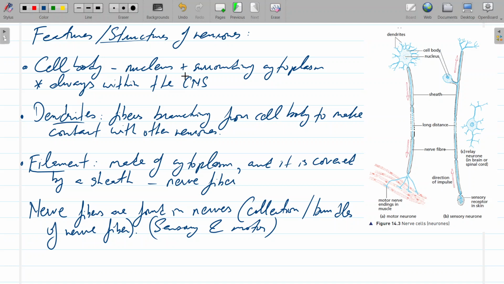Now, within a nerve fiber, not a nerve, a nerve is a collection or bundle of nerve fibers. Within a nerve fiber, the impulse moves in one direction only.